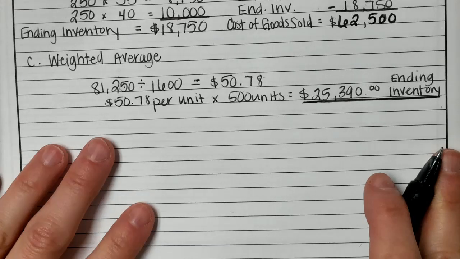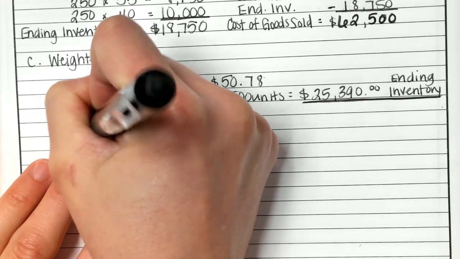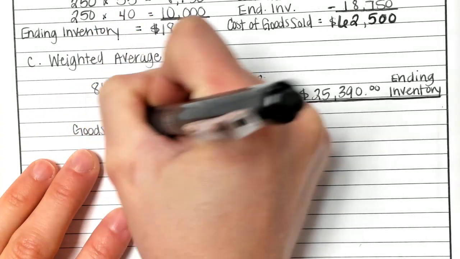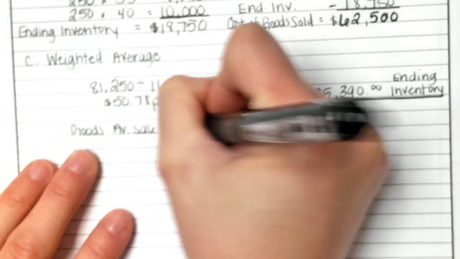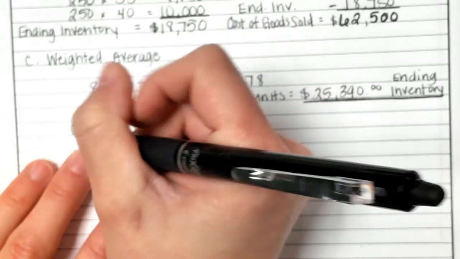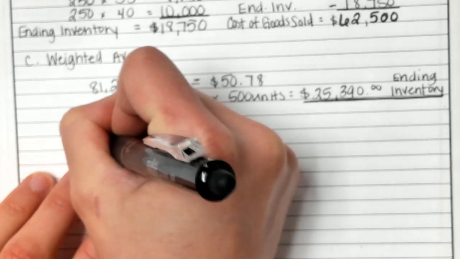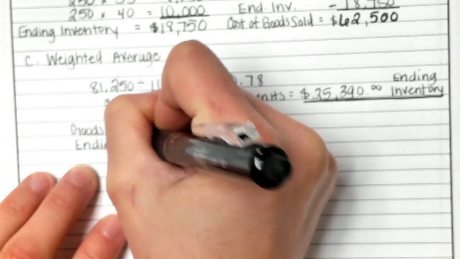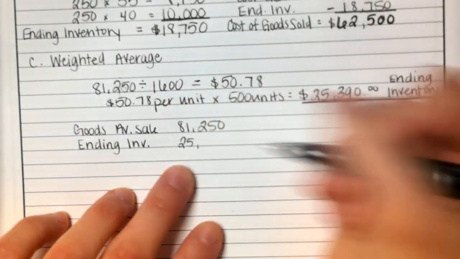And then same process, we'll take the goods available for sale, which is 81,250. Subtract your ending inventory, which in this case is 25,000.